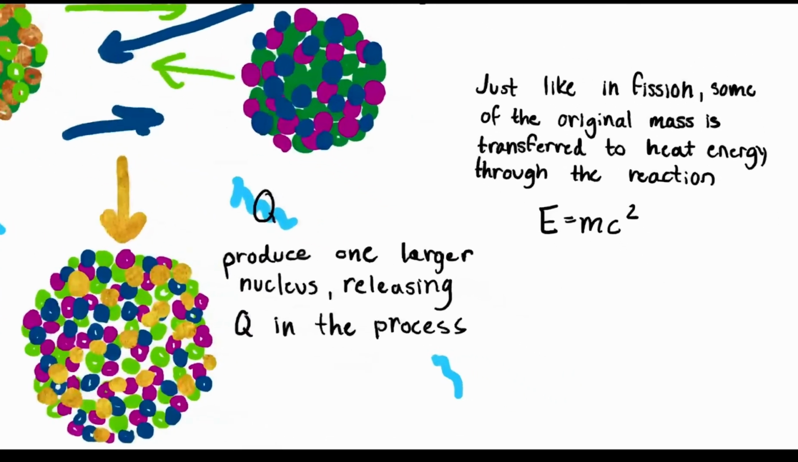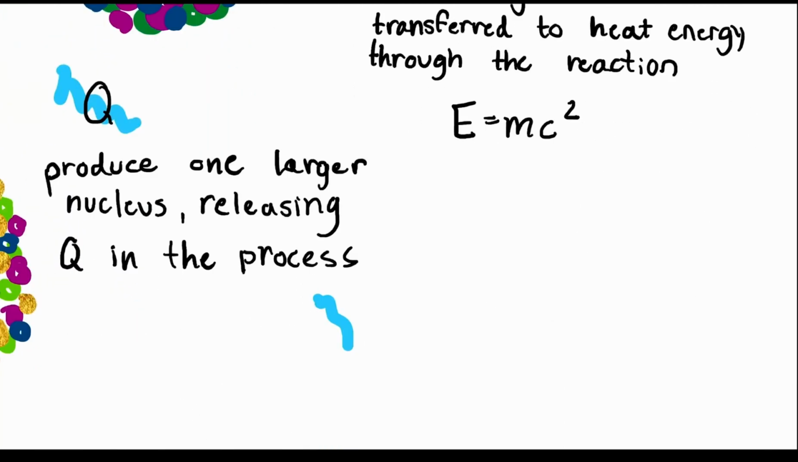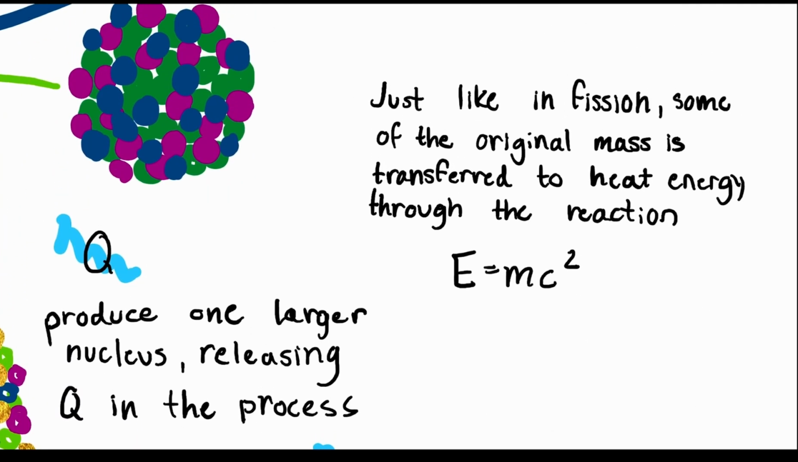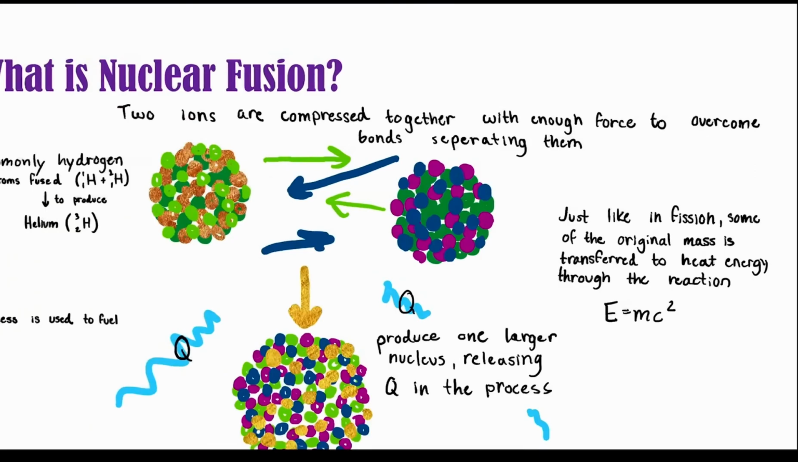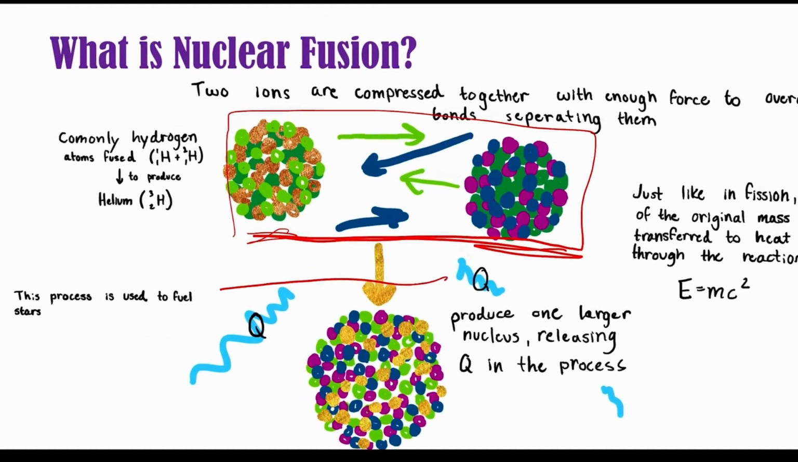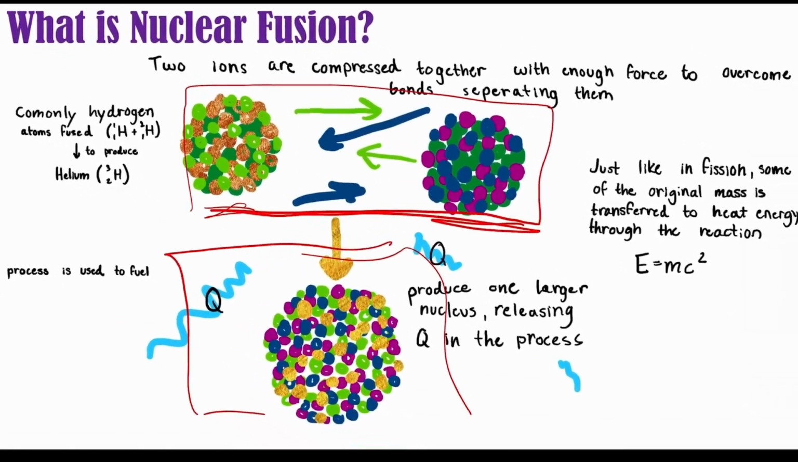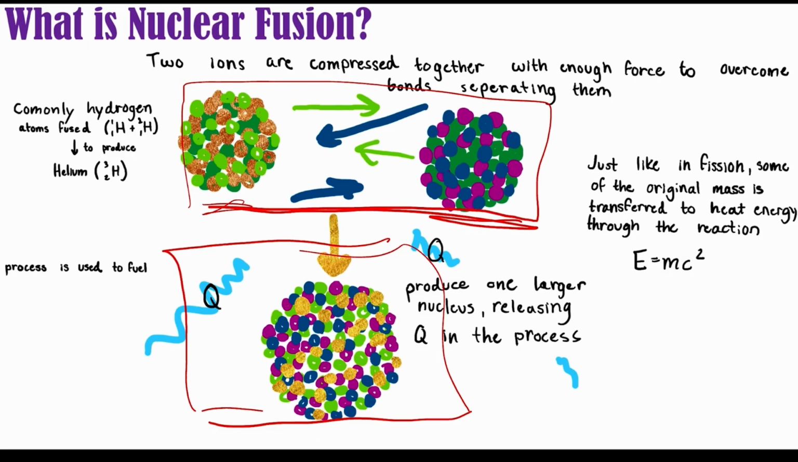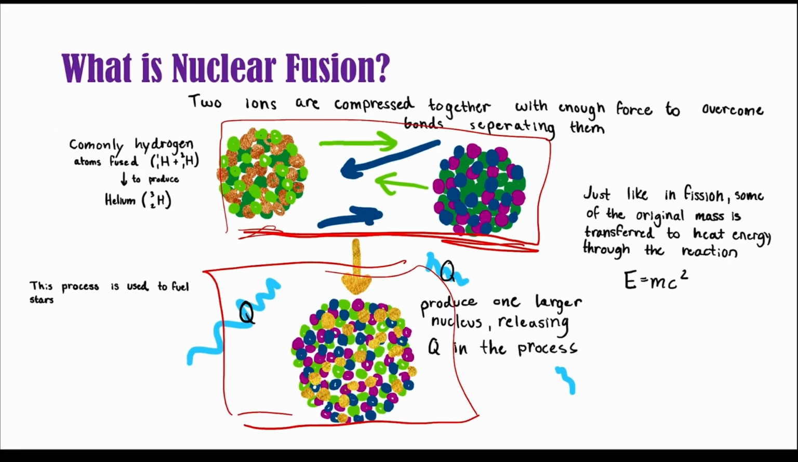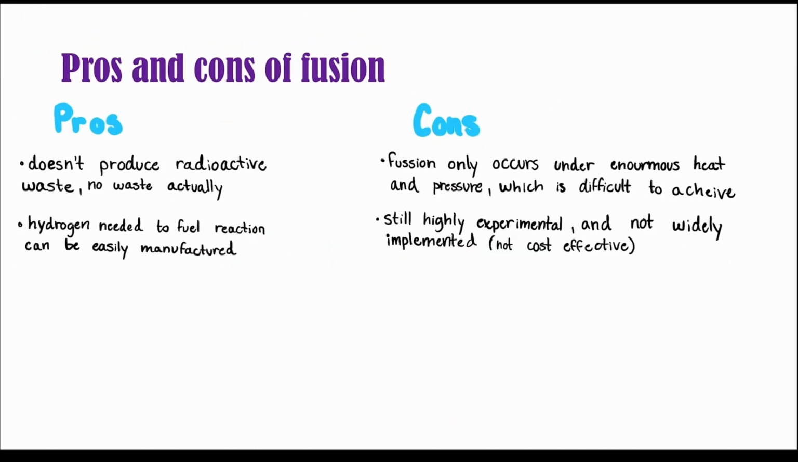But just like nuclear fission, you can use E equals mc squared, this mass discrepancy, not weight discrepancy, but the mass discrepancy between this and this to quantify the amount of energy produced. So I made a little pros and cons list of fusion.